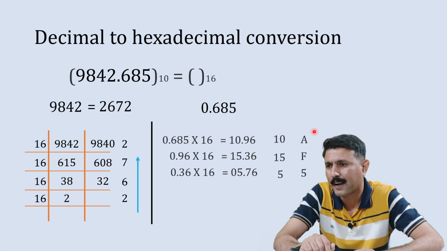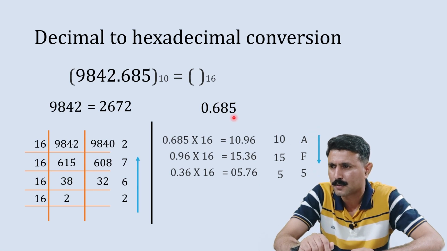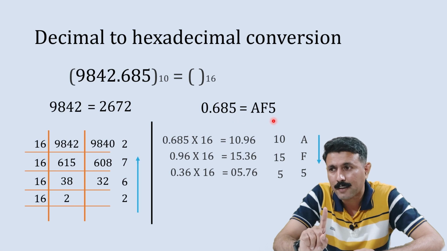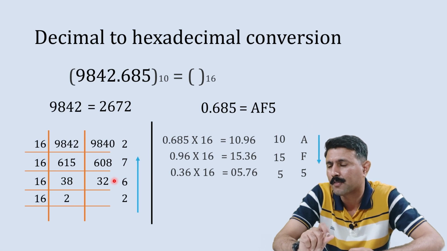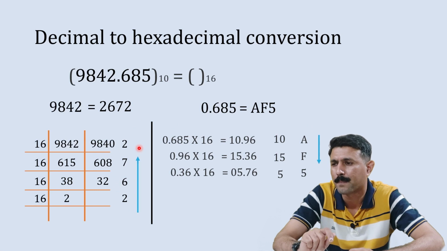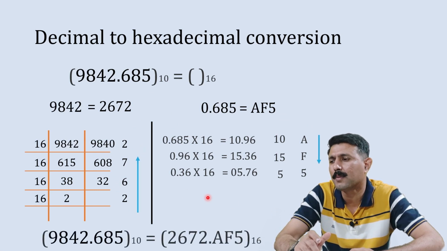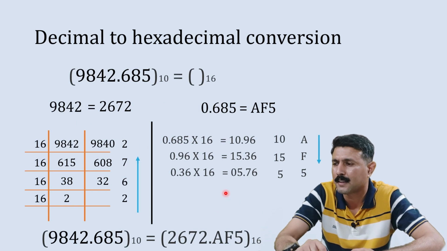So now we'll write from top to bottom. So the hexadecimal equivalent to this decimal number is AF5. Now remember this thing, that whenever you are writing for a fraction number, you're supposed to move from top to bottom, and whenever you are writing it for an integer number, you're supposed to move from bottom to top. So now we'll combine both these numbers, and we'll write the hexadecimal equivalent to the number like this.